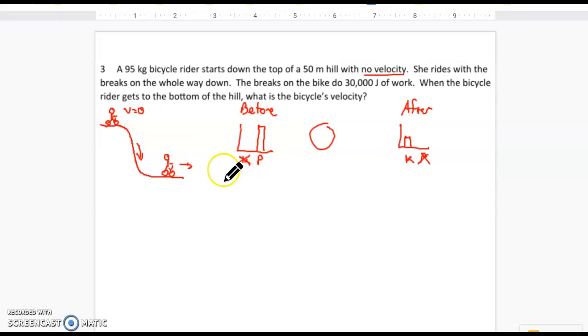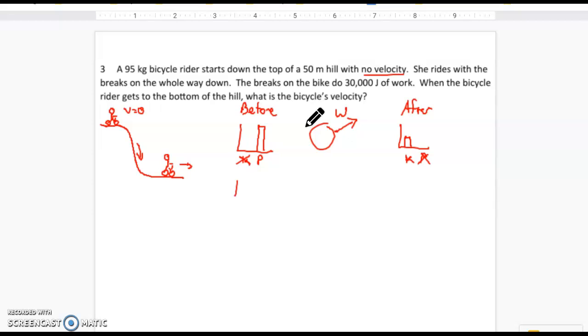And where this kind of missing energy goes, it's because she's braking. It does this much work, but that's not going into making her go faster or into making her have more energy. It is energy that's coming out of the system. The brakes take away energy, so it's slowing her down. So I'm going to draw it like this, and work is coming out.